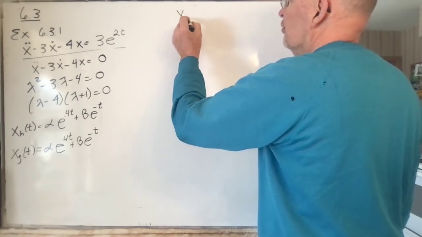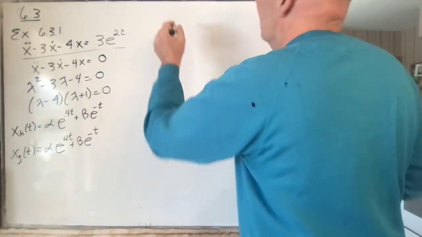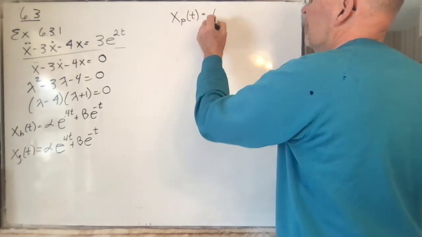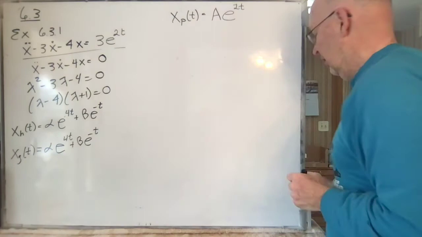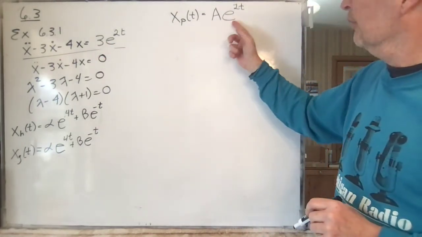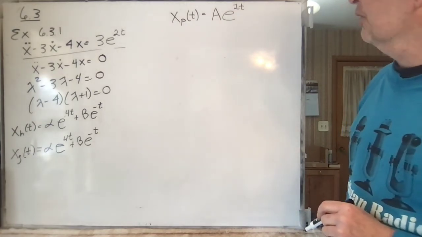Your particular solution, again, I want to put an x there, is going to be just some constant times e to the 2t. Because when I take the derivative of that, I get more of those, and when I take the second derivative, I get more of those again. And so that's the way it goes.